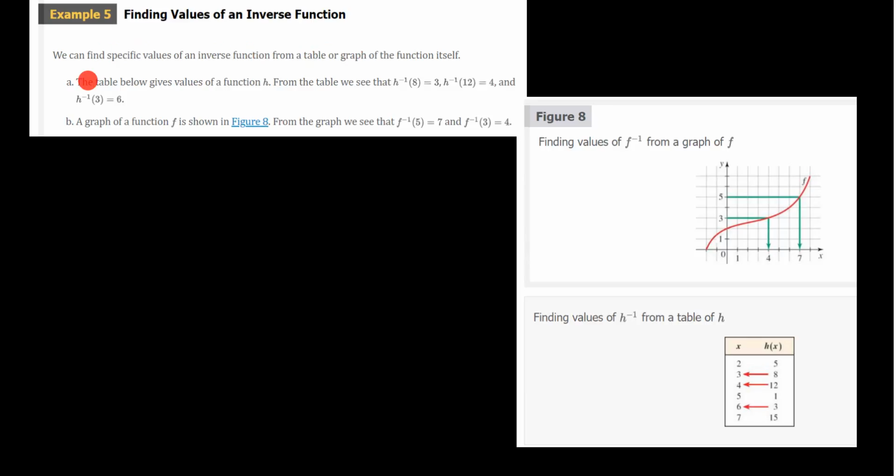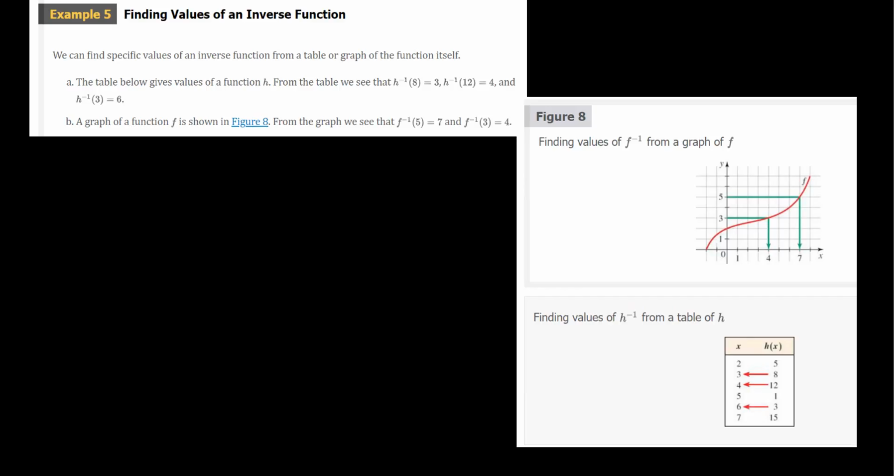So the table below gives values of function h. From the table, we see that h inverse of 8 is equal to 3. Okay, so let's think about that real quick. Finding values of h inverse from a table of h. So h inverse of 8 is equal to 3.